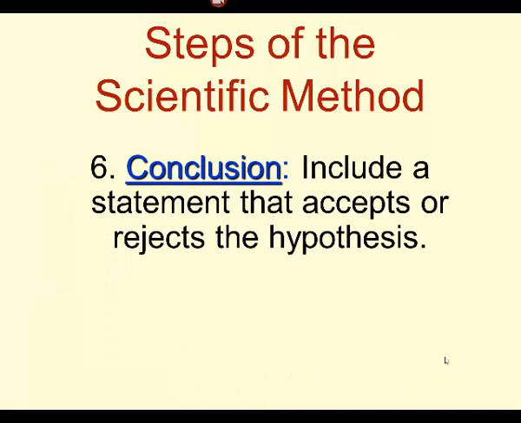Step 6, the conclusion. So we're going to include a statement that accepts or rejects the hypothesis. So in conclusion, you would say, I accept my hypothesis because, and you would explain why, or maybe you reject your hypothesis. In that case, you would say, in conclusion, I reject my hypothesis, and then you would state why you feel like that is a hypothesis that needs to be rejected. It's important to realize it's okay to reject a hypothesis. It's okay that your hypothesis was wrong. There is nothing wrong at all with a hypothesis being incorrect. You just make sure that in the conclusion you state that.